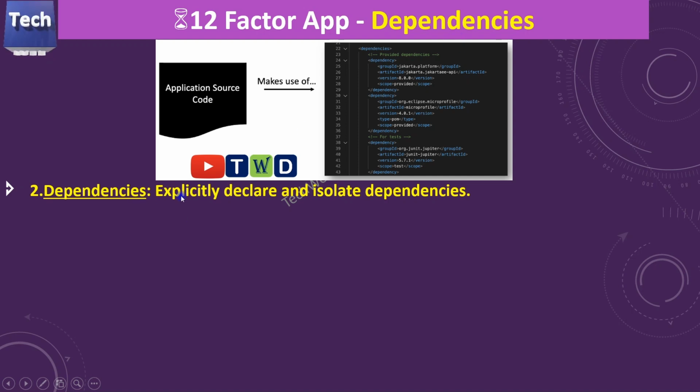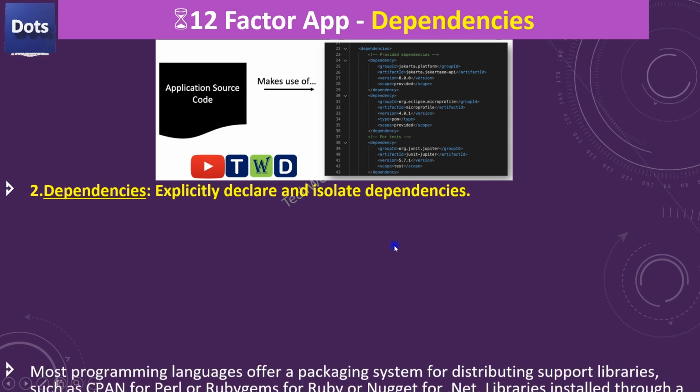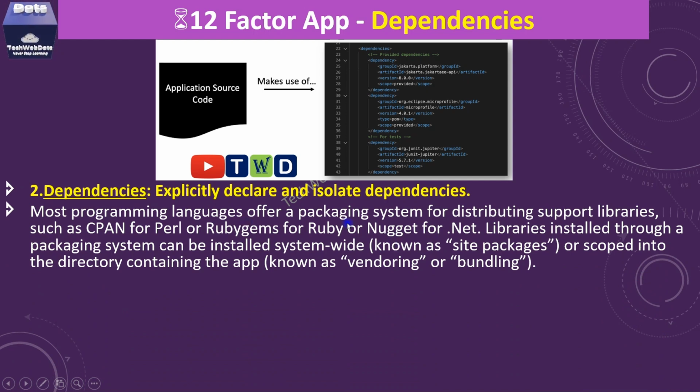And what is the golden statement for this dependencies principle? Explicitly declare and isolate dependencies. Okay, so let's understand this carefully. So most programming languages offer a packaging system for distributing support libraries such as CPAN for Perl, RubyGems for Ruby, NuGet for .NET, right? Libraries installed through a packaging system can be installed system-wide, known as site packages, or scoped into the directory containing the app, known as vendoring or bundling.